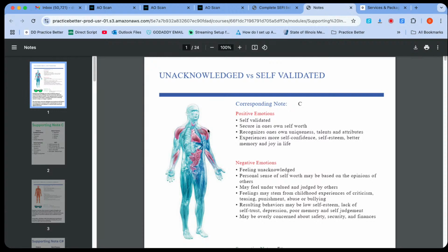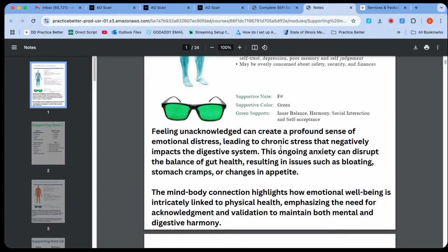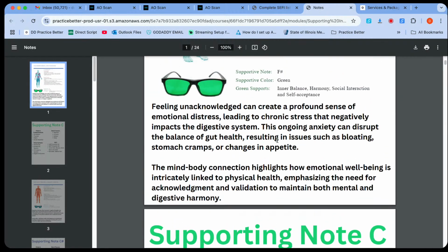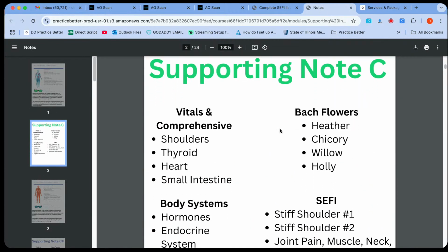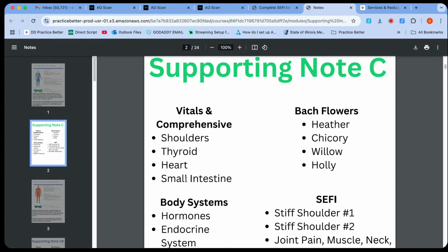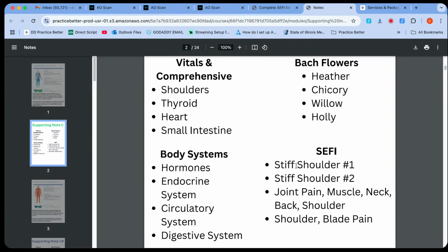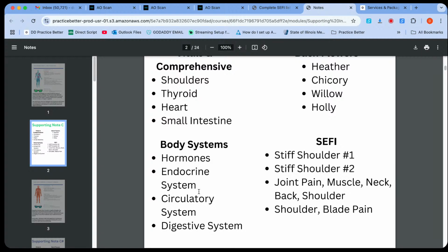What areas of the body does C affect? It affects the muscles. It affects the digestive system. It affects the thyroid. What types of emotions are being affected by this C? What is the balancer to C? What color? What are the vitals and comprehensive? What vitals and comprehensive might I look at to see whether or not they're being affected by this? What flower essences go good with this note? What Cephis go good with this note? What body systems might I look at? And what am I basing this on?